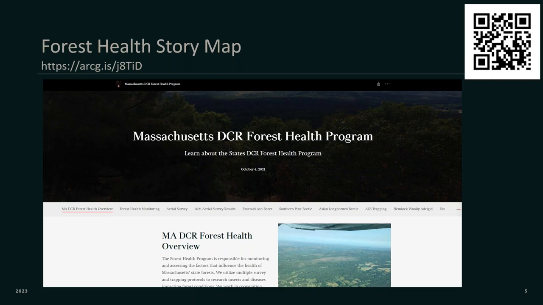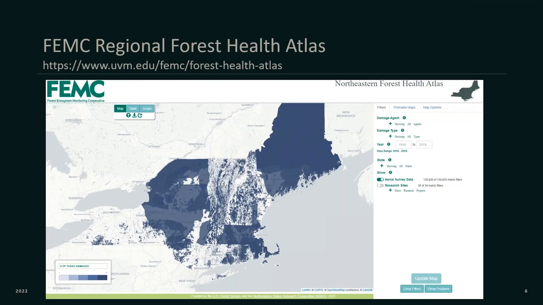And if you are looking for aerial survey data beyond the last 2 years, the Forest Ecosystem Monitoring Cooperative hosts a regional forest health atlas. So this is all of our historic aerial survey data for New England in one place. So any of the other New England and New York states, their historic data is housed there as well.